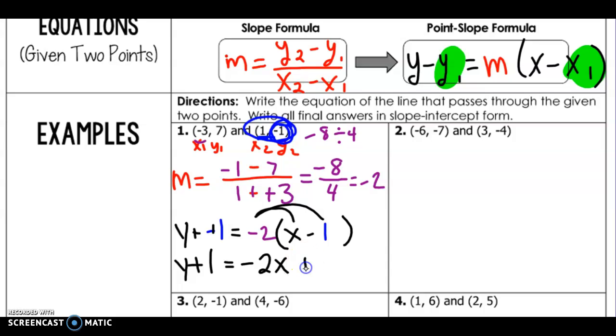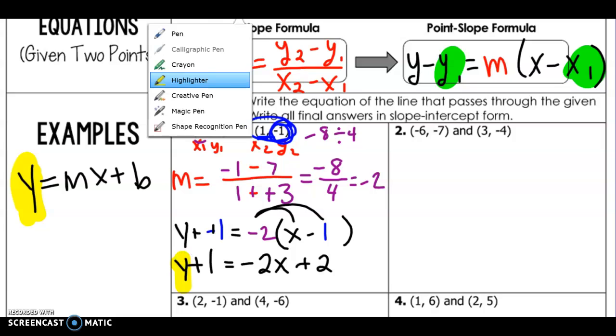Double negatives turn to positives. 2 times 1 gives you 2. All right, and then from there, the whole point of this is to get y by itself, because remember, we want y equals mx plus b to be our final answer, and we want to get y by itself.